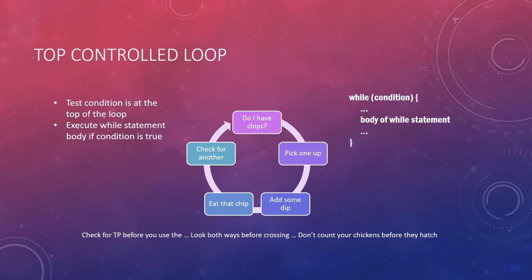So let's see some things that are similar to a top controlled loop. Look both ways before crossing the street. Don't count your chickens before they hatch. All of those things are things that we would do before we went off to do something else.